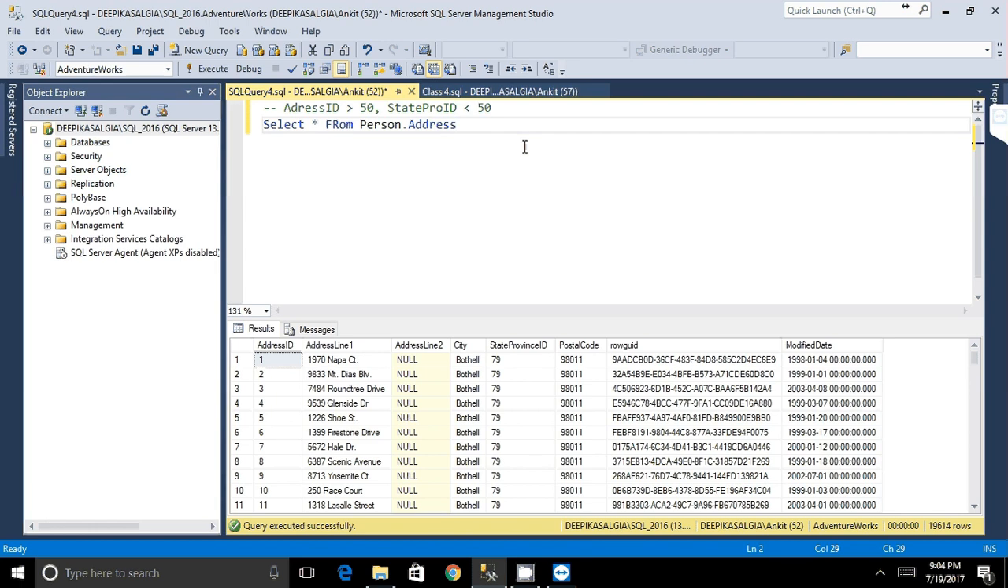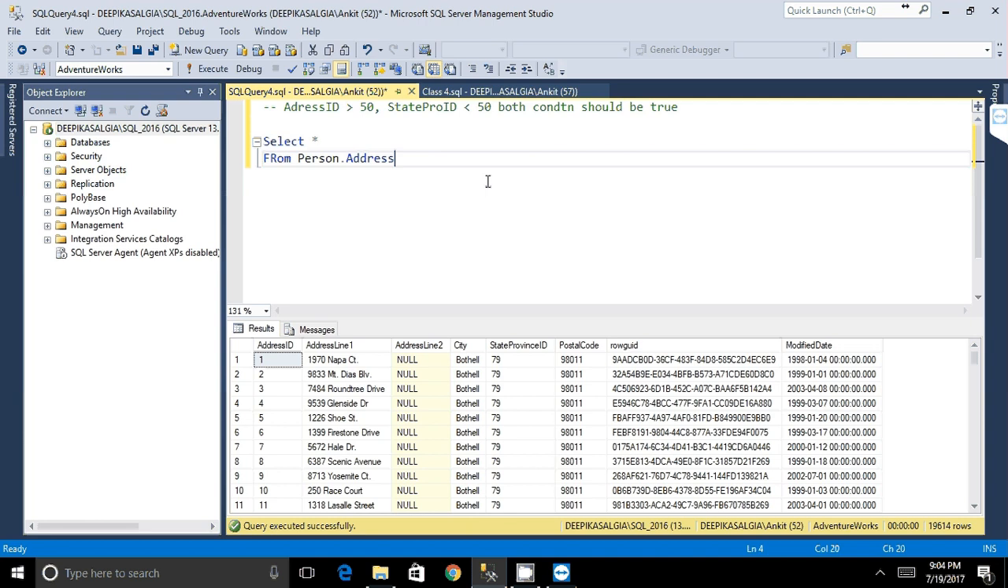Anyone? What do I do in here? Instead of getting all the records, I want these conditions satisfied, then only I should be getting the data. What should I do?